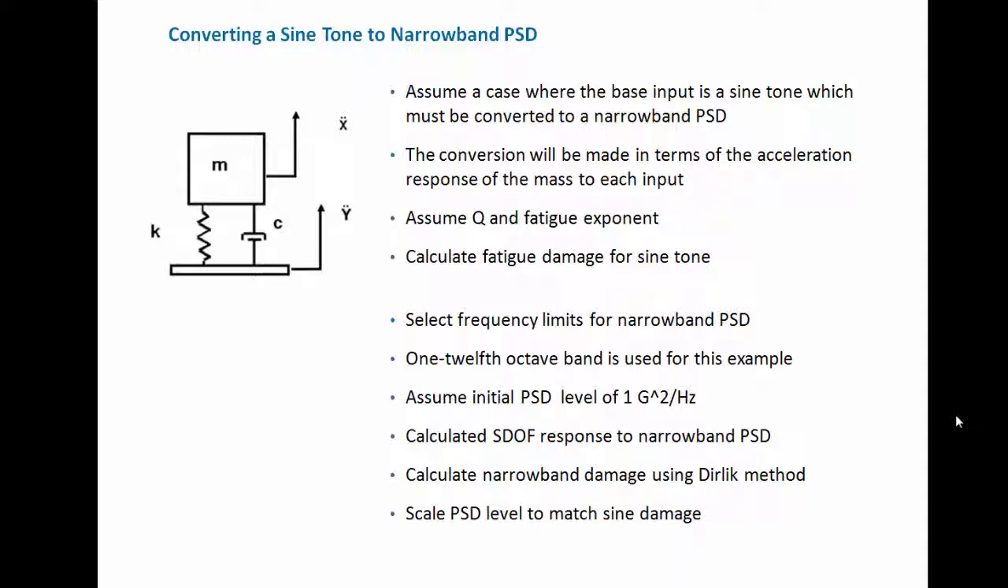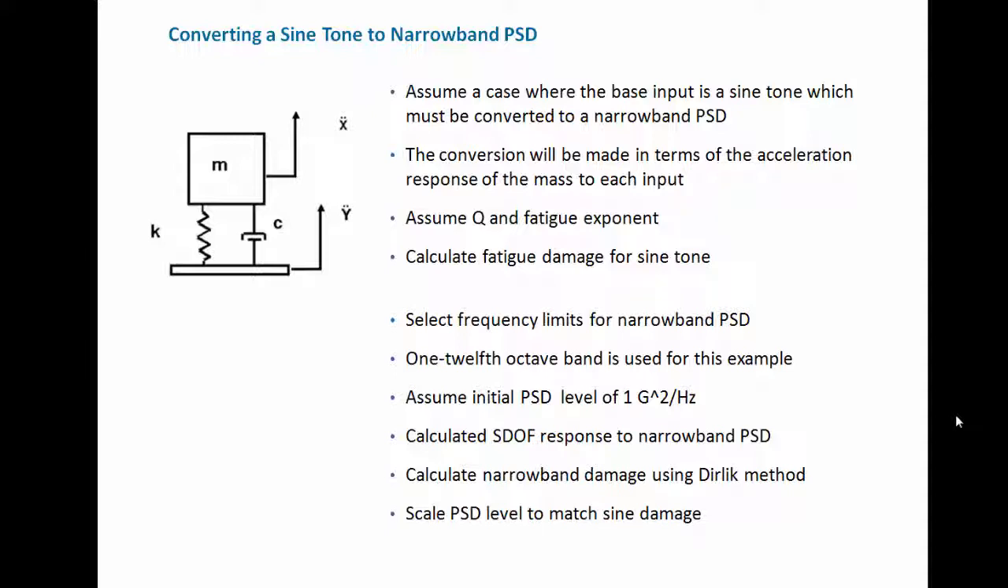There's also a case when people are doing finite element analyses, and they might have a sine on random specification, and in order just to keep things easy for their finite element analysis, they want to take that sine tone, convert that to an equivalent narrowband PSD, then superimpose that on the broadband PSD, and then just do their finite element analysis that way.